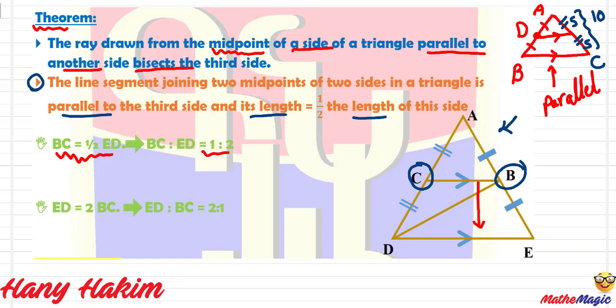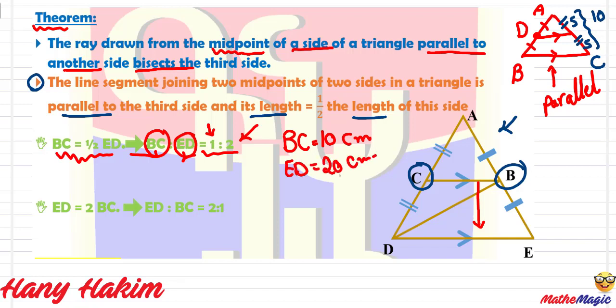I can write it as a ratio. The ratio between BC and ED. BC represents only one part, so AD is double. That means if BC equals 10 centimeters, ED will be 20 centimeters, and so on. If ED equals 40 centimeters, BC will be 20 centimeters. This is for that ratio.